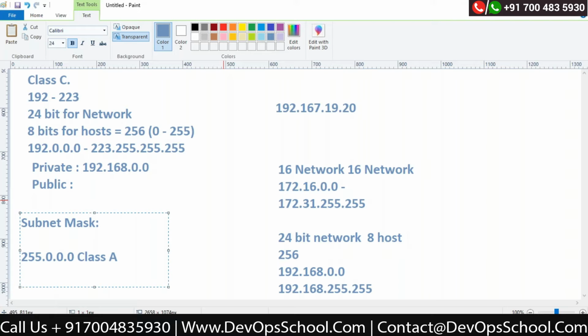So if I say class B, now how many bits are masked in class B? 16 bits. It's 255.255.0.0. So this is the default subnet mask for class B. Correct? Because I know that these 16 bits are for network, these 16 bits are for host, which is changeable. Correct? And the last one would be 255.255.255.0. Now this subnet mask is for class C.